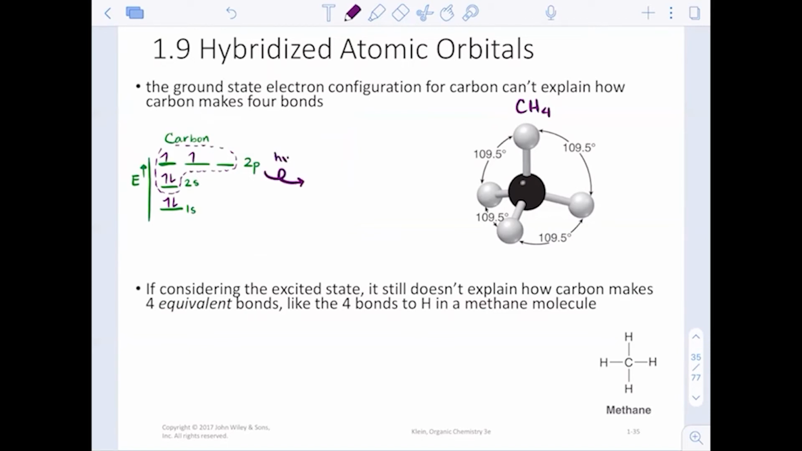Now, hybridization involves the linear combination of atomic orbitals. The linear combination of atomic orbitals is a really, really complex mathematical operation that helps us understand how these s and p orbitals can homogenize themselves together to form degenerate orbitals.